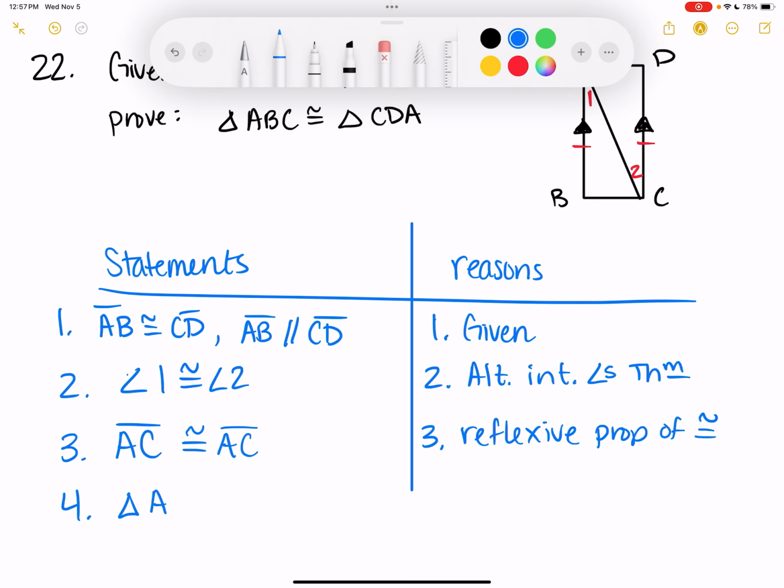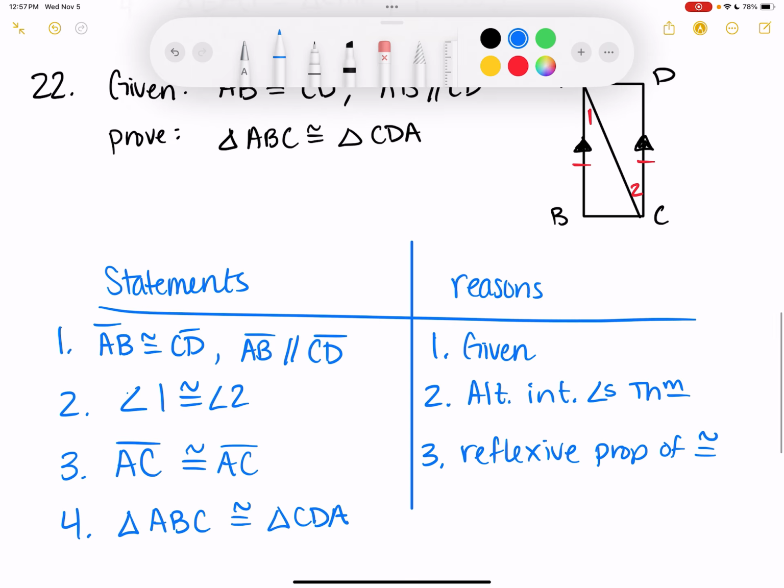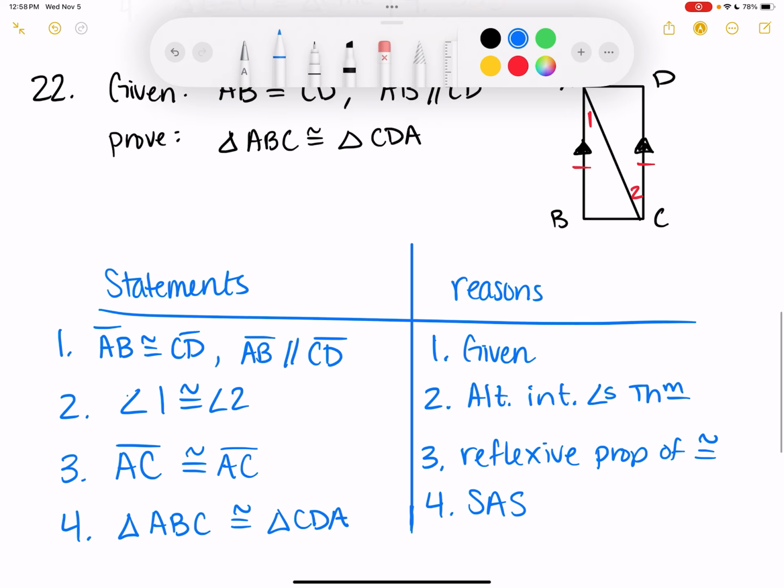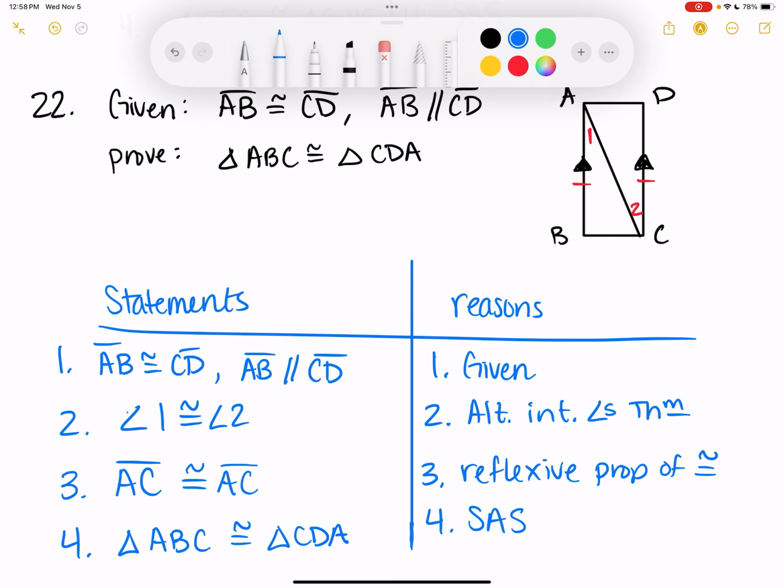Yep. And what's the reason for that? SAS. I don't know about all three. SAS. Yep. Side, angle, side. So if I don't know all three sides, I can't use side, side, side. And we'll end up having to use side, angle, side.